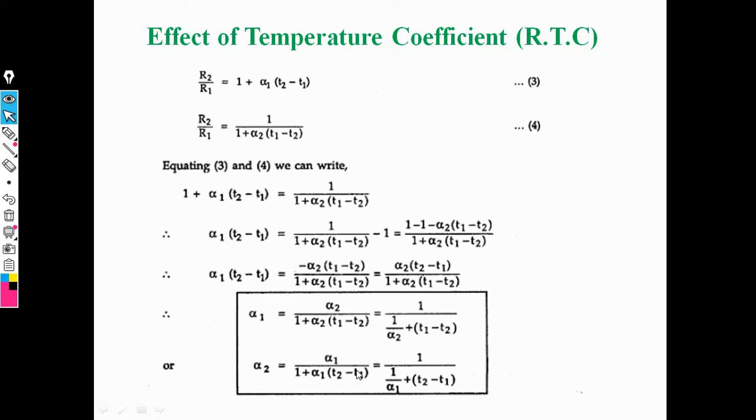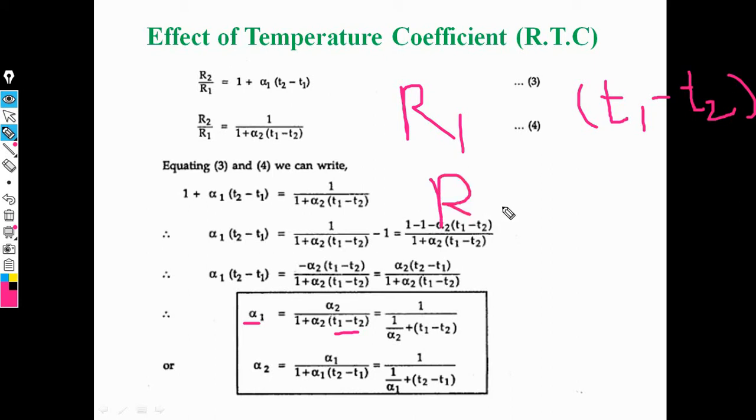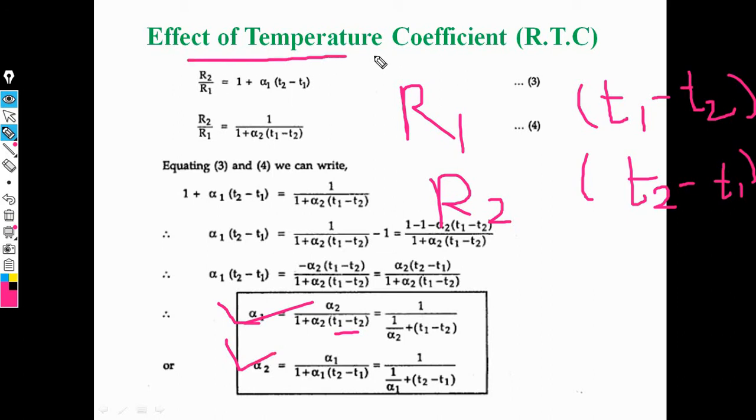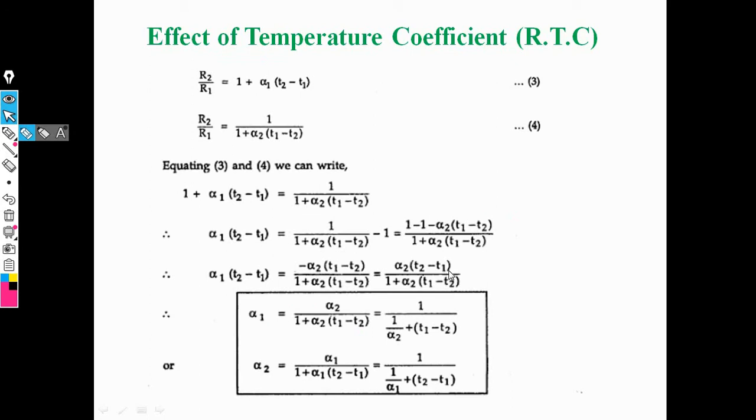With temperature, here we have considered resistance R1, then T1 minus T2, that is alpha 1 (T1 minus T2). Then here we have considered resistance R2, then T2 minus T1. And this is the important equation in the effect of temperature coefficient on resistors R1 and R2. This is the mathematical expression. It is very important to solve problems based on resistance temperature coefficient.